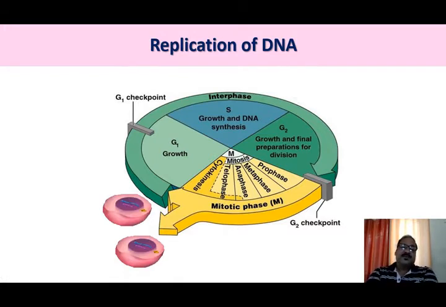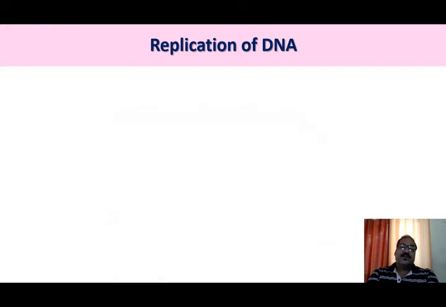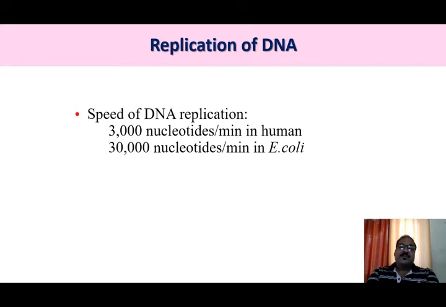And this is just information regarding how fast the DNA replication occurs. In human beings, 3000 nucleotides per minute are added during replication of DNA. While in E. coli bacteria, 30,000 nucleotides are added per minute during replication.